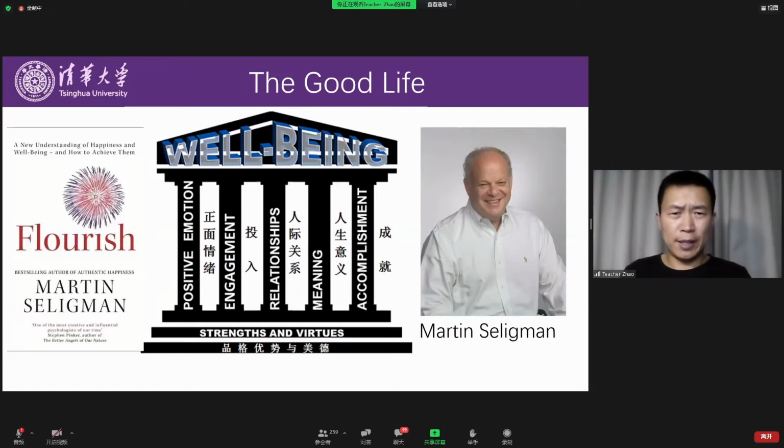But if we look at this building of well-being, you will notice that they are built on the foundation of strengths and virtues, because Martin Seligman believes that all these 5 pillars are not from imagination, or not from anything else, but from strengths and virtues, which means you have to use your strength to get positive emotion. And when you use your strength, you will have more engagement. You will have better relationship. You will find the meaning of life, and you will make more contribution and accomplishment to the world. So that's why the strengths and the virtues are so important. And why did he emphasize so much on the strengths and virtues?